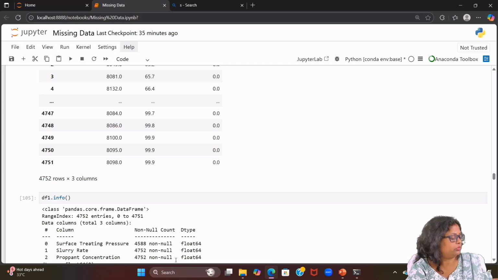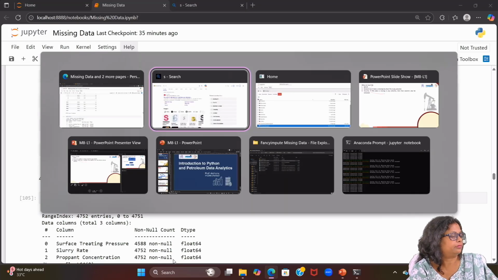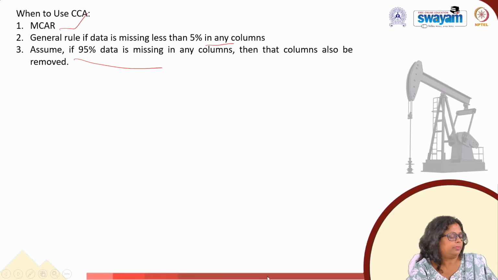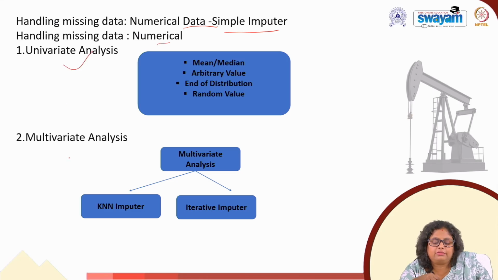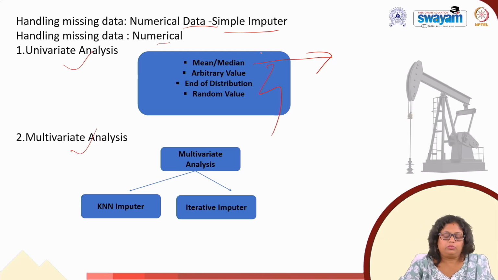Now we will go back to the notes. The second thing we have here, under handling missing data, is the numerical data, and using the simple imputer we are going to do that. When we mention handling the numerical data, we again have univariate analysis or multivariate analysis, which I was mentioning. Under the univariate analysis, first we have the mean median, which only I am going to discuss, then the rest we will discuss in the next class.